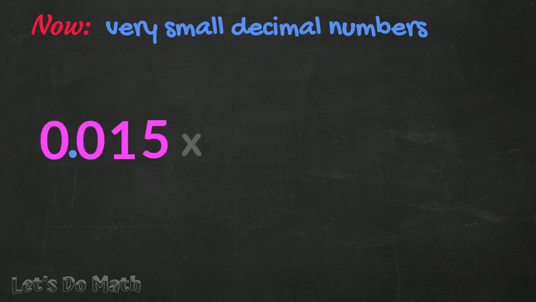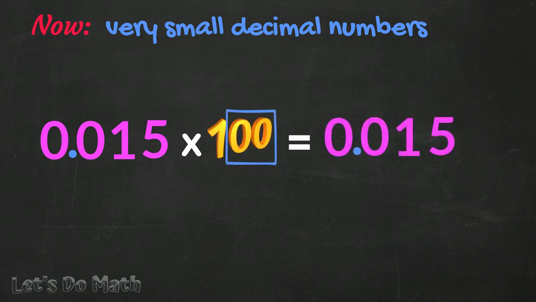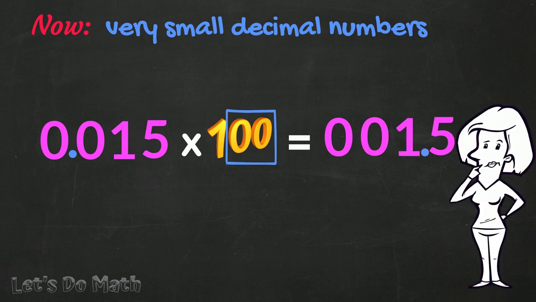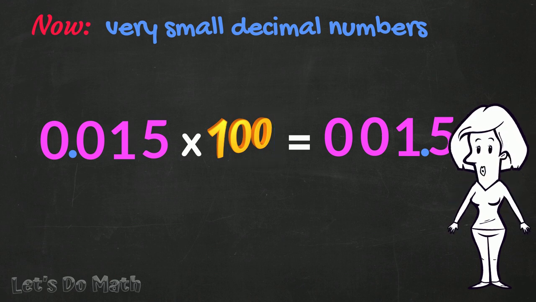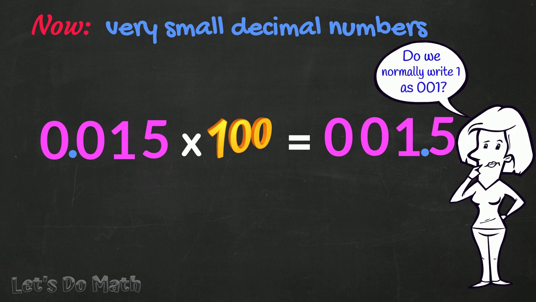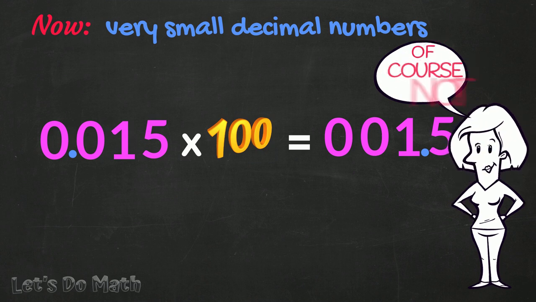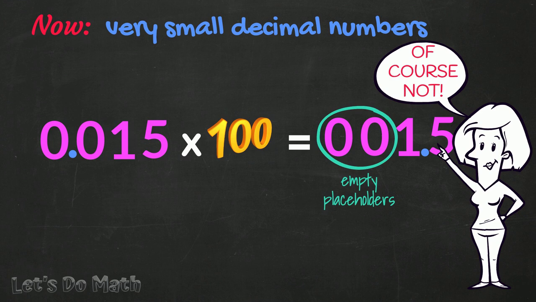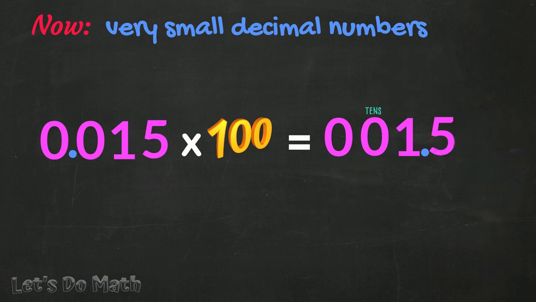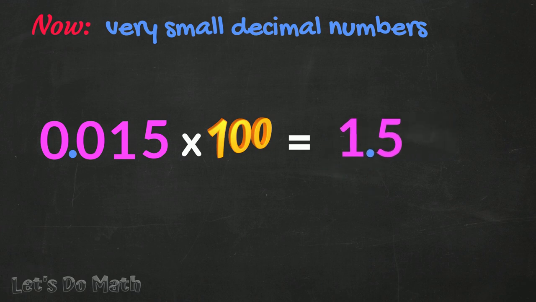Okay, now let's consider very small decimal numbers like this, and we're going to multiply by 100. Move the decimal point 2 places to the right, 001.5. Does that look right to you? I moved the point correctly, but what's up with those zeros? Do we normally write 1 as 001? Of course not. Those zeros are just empty placeholders telling us 10s and 100s. We don't need them at all. In our answer, we just show 0.015 times 100 is 1.5.